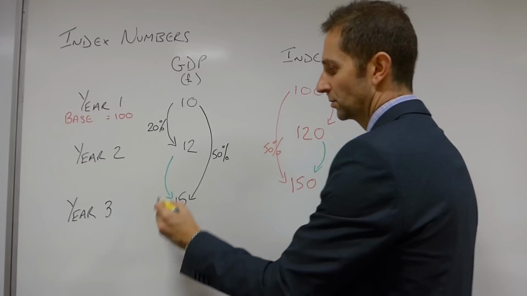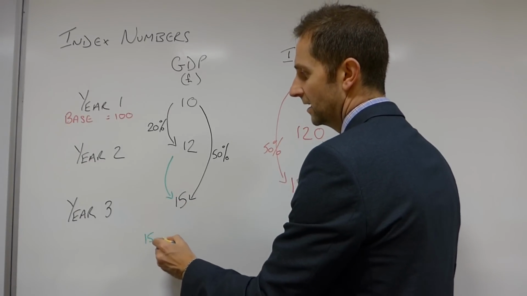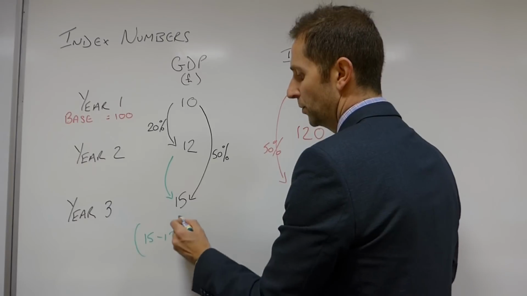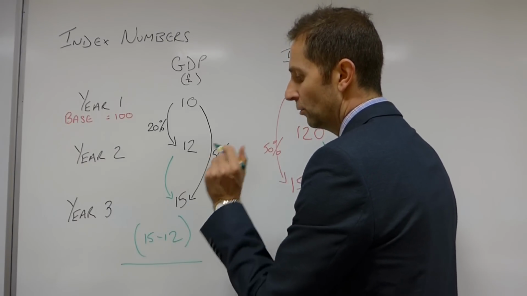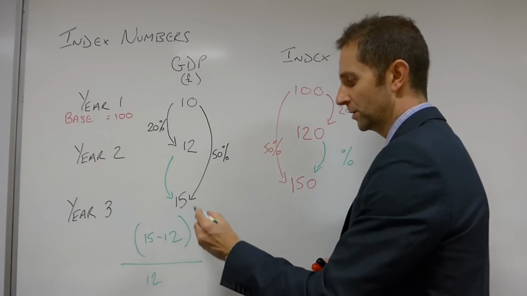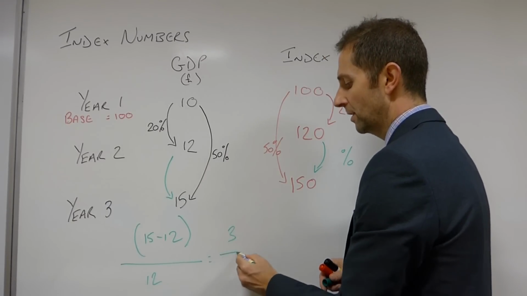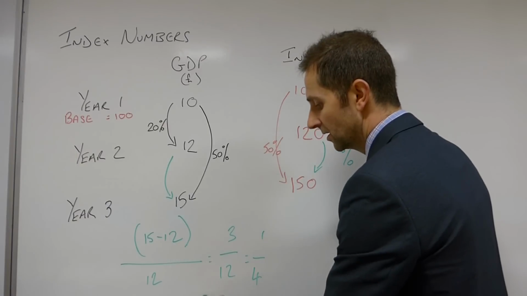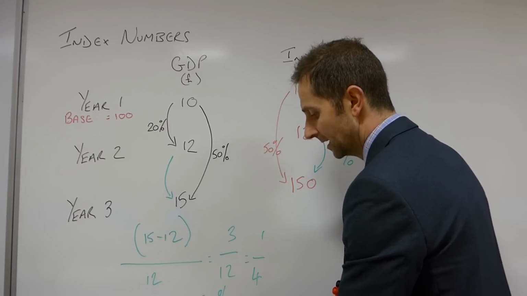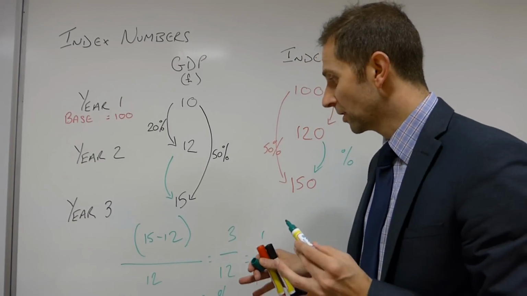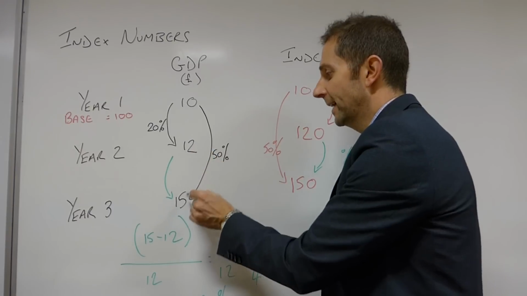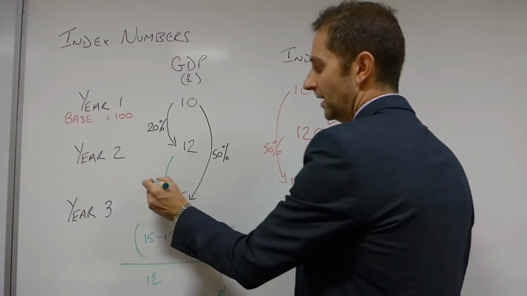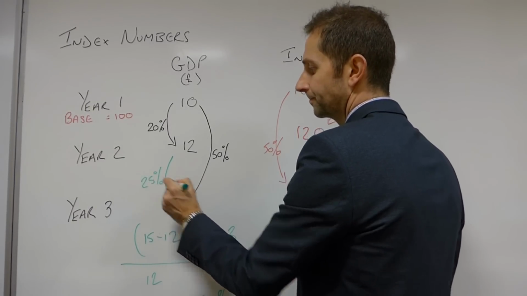So how would we do that? So we would be looking at 15 minus 12. So we're getting the difference between the 2 years. Then we're putting it over the original number, which is 12. So what's 15 minus 12? It's 3, so that's 3 over 12, which is 1 over 4, which is 25%. So you can see it would have been wrong of us to say that from here to here, or from here to here, was a 30% change, because it's not. It's actually a 25% change.